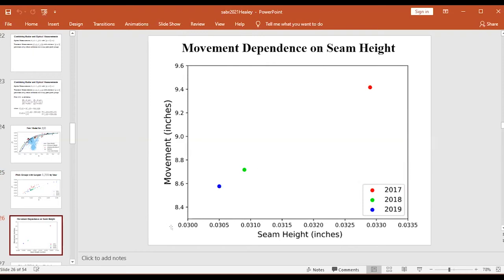And we can see, if we look over here, that even for very small changes, here we're looking at a change of about 1/2 of a 1,000th of an inch, we're getting a discernible change in movement. So a very small change in seam height can lead to a change in movement. And between 2017 and 2019, we're getting almost an inch of additional movement average on all pitches.